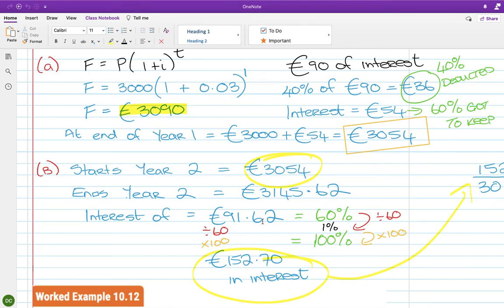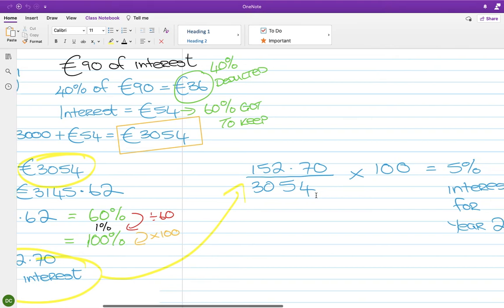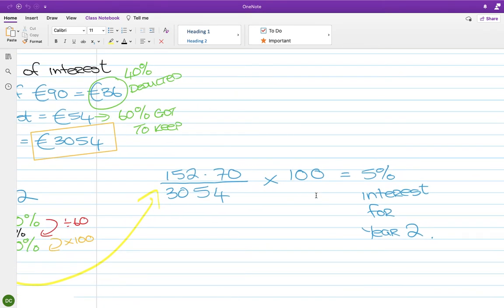So the 91.62 is the interest that Senan actually got in his pocket, but remember they took some of that. So that 91.62 only represented 60%. We want to know what interest did he actually get from the bank before the government took anything. So we divided by 60 multiplied by 100 to bring us to 152.70. That's his total interest. And then we want to know what percentage is that. So he earned €152.70 on his 3,054 that he started the year with. To turn that into a percentage, you multiply by 100, and that gives us 5% for year 2.